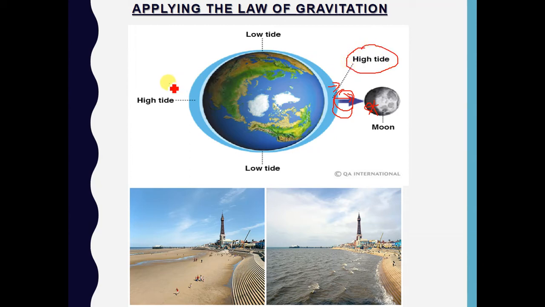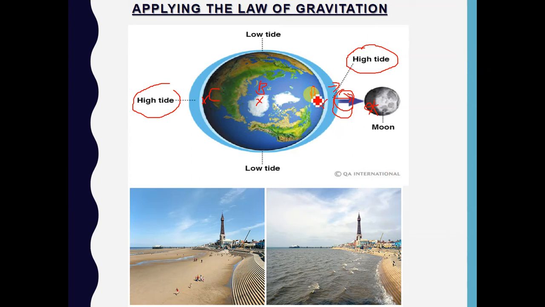So what is the reason for the other high tide? Why do we have two, not one? Pay attention. The moon is attracting the whole earth, not only this point. This point we will call point A. The center of the earth we will call point B. And here the other side of the earth we will call point C.